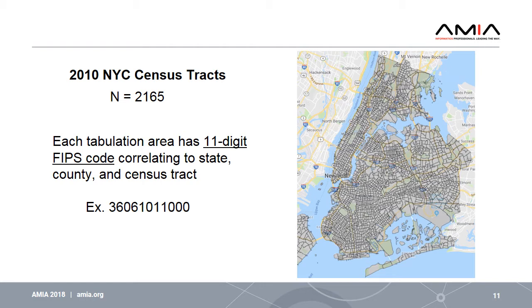Here you'll see New York City census tracts, which there are 2,165. Each tabulation area has an 11-digit FIPS code correlating to state, county, and census tract. You'll see an example of that below here, this 3606 number. Being that there's so many census tracts across New York City, we can get relatively precise estimates of SDOH down to, in many cases, just a few blocks.